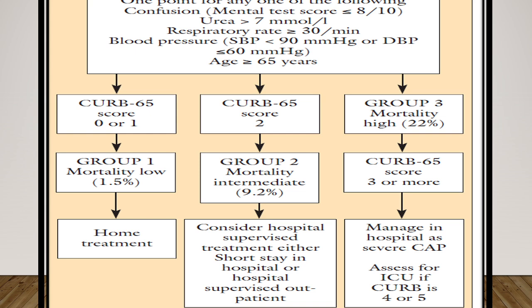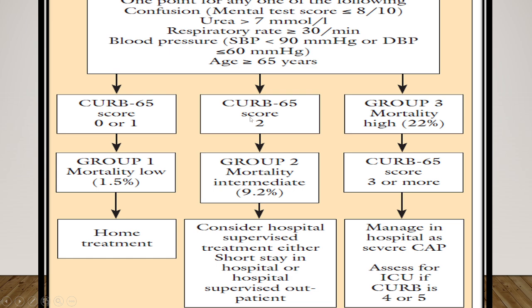So now come to the scoring system. When the CURB-65 score is 0 or 1, it means you have only urea more than 7, or no points are present regarding pneumonia. At that time, the score is 0 or 1. In 0 or 1, the mortality rate is low, only 1.5%. So you can treat this patient at home.